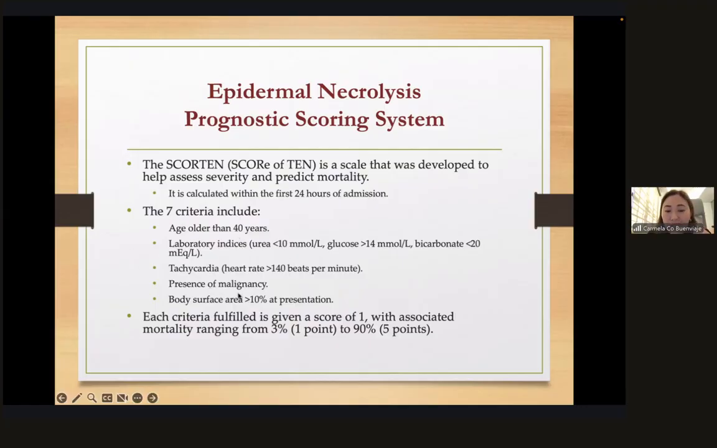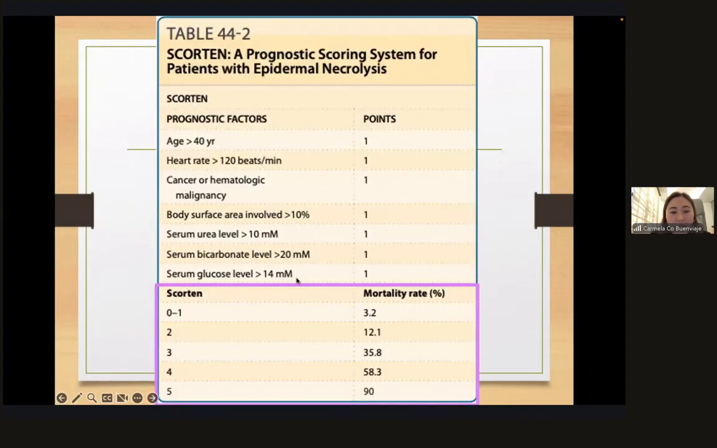So for these 7 criteria, if each criterion is fulfilled, we will give a score of 1 point. Let's look at an example: 1 point for this, 1 point for urea, 1 point for glucose, 1 point for bicarbonate, and the like. It depends on what score we get, and this will be the equivalent mortality rate. So if the patient gets a SCORTEN of 5, unfortunately, there's a 90% mortality rate already for the patient.